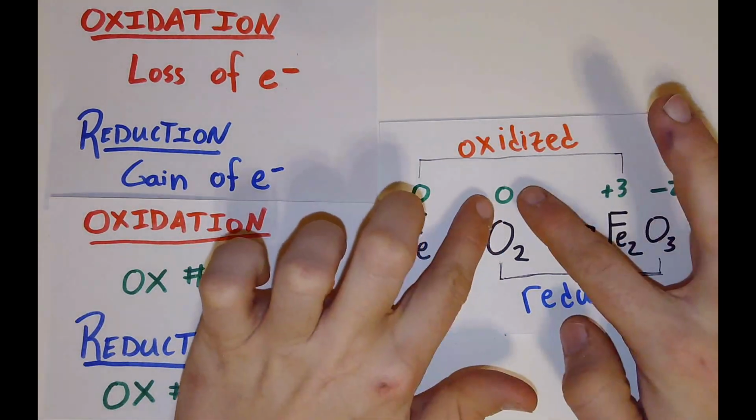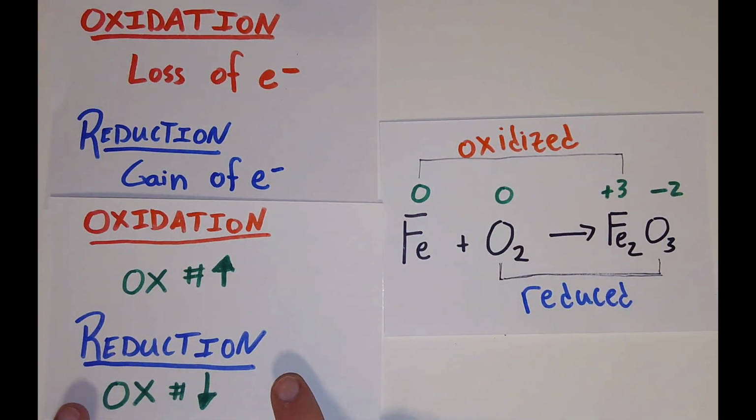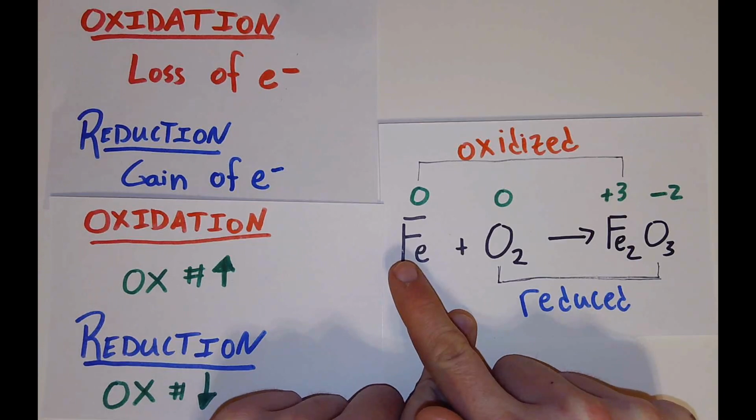As you can see, oxygen went from 0 to -2. So that was a reduction reaction, right? The number went down. That means this one took the electrons and this one gave the electrons up.